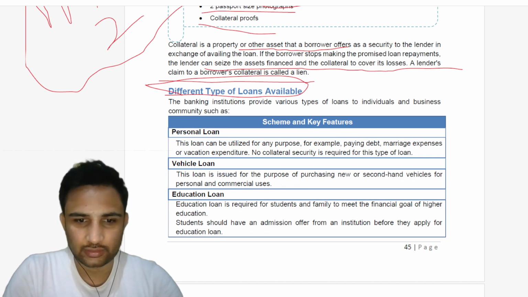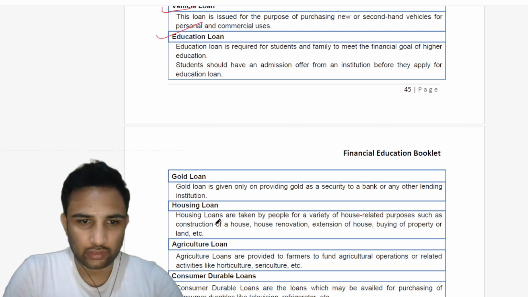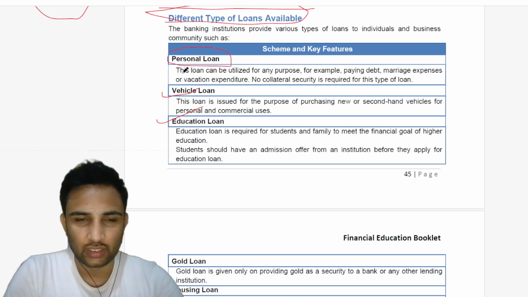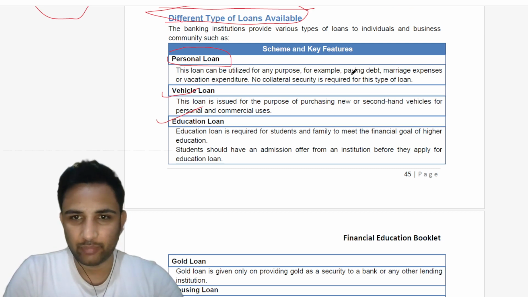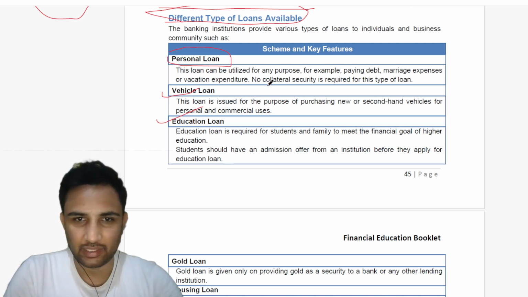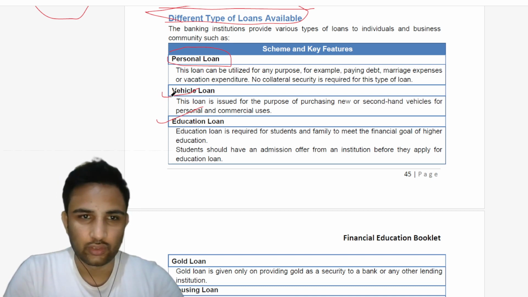The banking institutions provide various types of loans to individuals and business communities, such as personal loan, vehicle loan, education loan, gold loan, housing loan, agriculture loan, and consumer durable loans. A personal loan is a loan that can be utilized for any purpose, for example, paying debt, marriage expenses, or vacation expenditure. No collateral security is required for this type of loan.